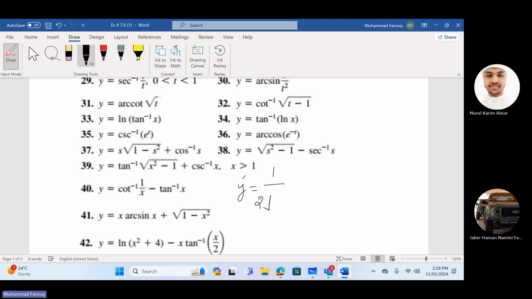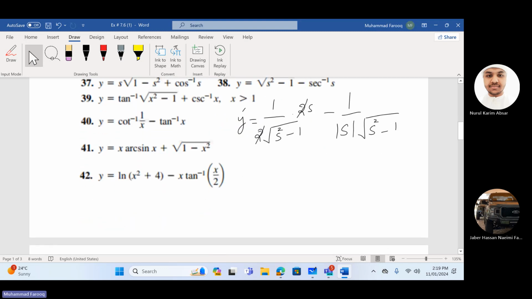Copy, paste: 1 over 2 square root of s squared minus 1, times, minus, from the formula sheet for secant inverse, 1 over the absolute value of u times the square root of u squared minus 1, times the derivative of s. Please, s works the same as x. Now, this 2 and 2 are cancelled out. Doctor, I think it was the negative sign. There's a negative sign for the secant. No, secant is positive. Cosecant is negative. Please be careful.